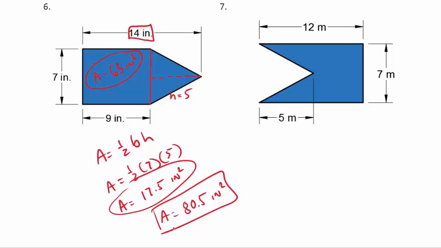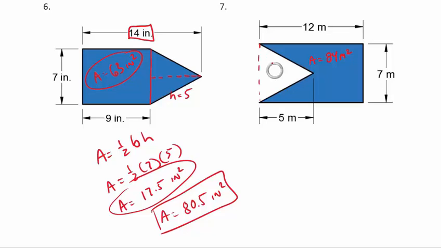All right, question 7. Notice in question 7, it's very similar to question 6, except now instead of adding a triangle on there, we are going to be subtracting a triangle away. So let's start by finding the area of this entire rectangle, and so that's going to be 12 by 7. So the area of the whole rectangle is going to be 12 times 7, 70 plus 14, 84 square meters.